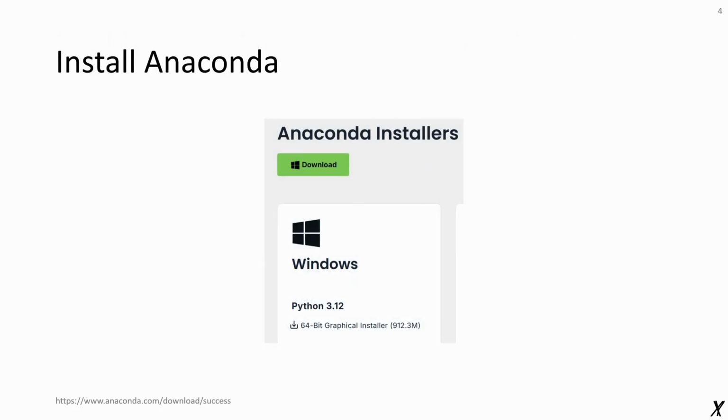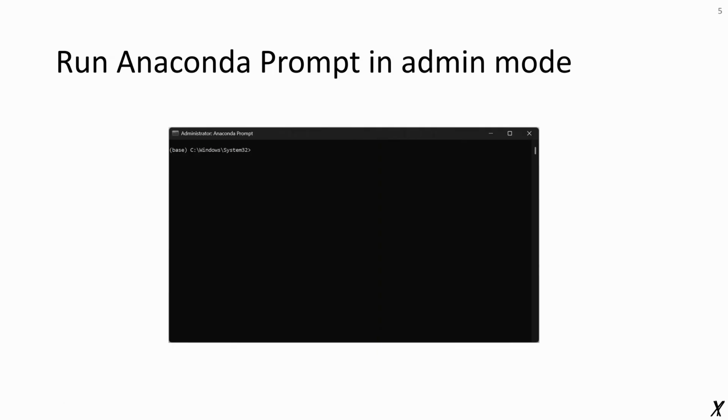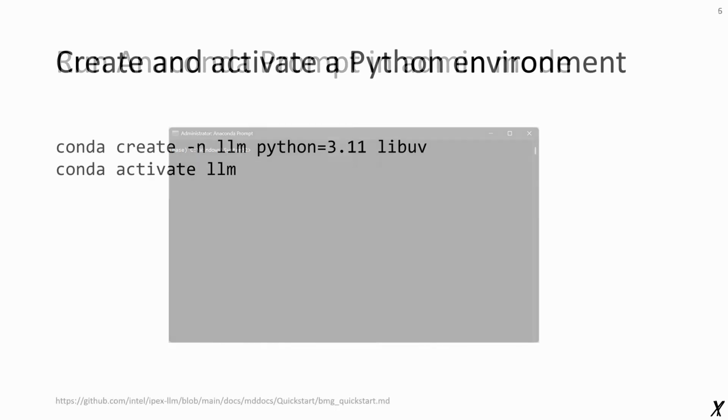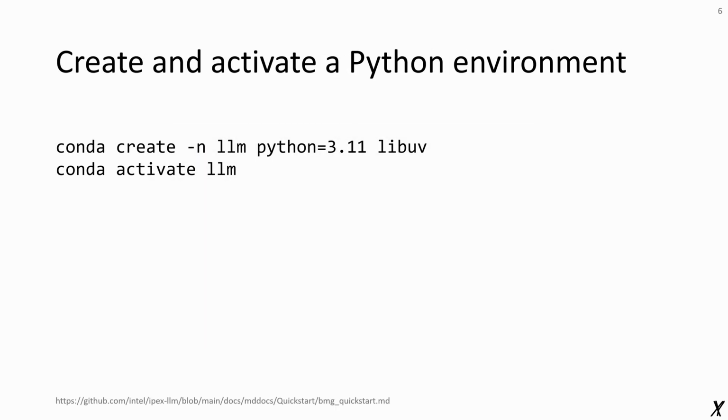I then installed Anaconda, a Python distribution, which I downloaded directly from the Anaconda website. Once Anaconda was installed, I opened the Anaconda prompt as an administrator. In the Anaconda prompt, I ran two commands. The first command created a new environment called LLM, specifically for working with language models, and the second command activated the environment.